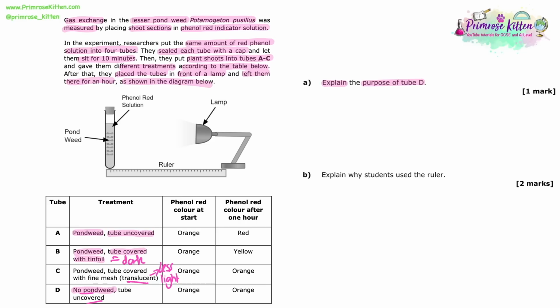Explain the purpose of tube D. So, as we've just said, we're just talking about the fact that that's going to be our control. But you can't just say it's the control. That would be kind of stating what the tube is. It wants us to explain. So why is that our control and what's it for?